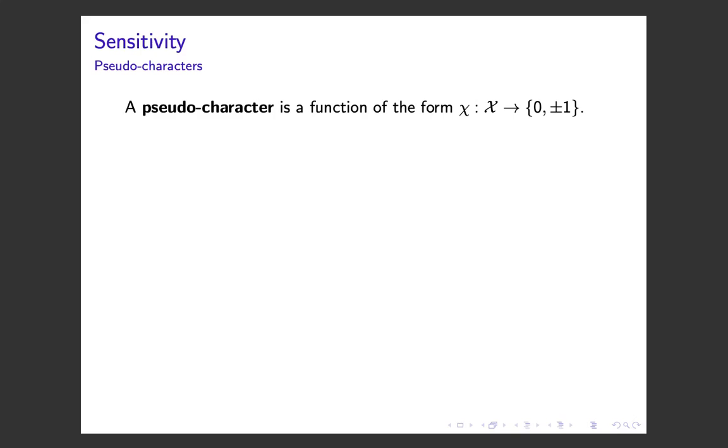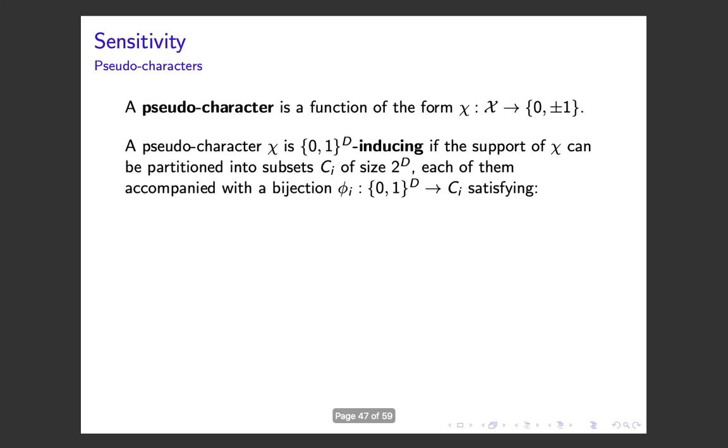In particular, if X is the symmetric group, we're going to take functions on the symmetric group that are 0, plus or minus 1 and have them masquerade as characters, so to speak. We're going to see how that works. And by characters, I mean characters of the hypercube here. A pseudocharacter chi is d-hypercube inducing if the support of chi can be partitioned into subsets C_i, each of size 2^d, and each of these accompanied with a bijection.